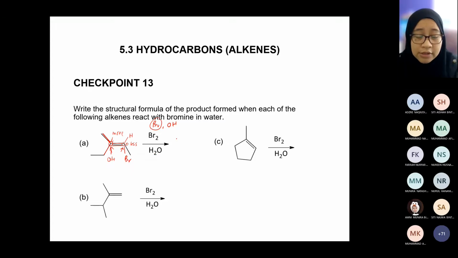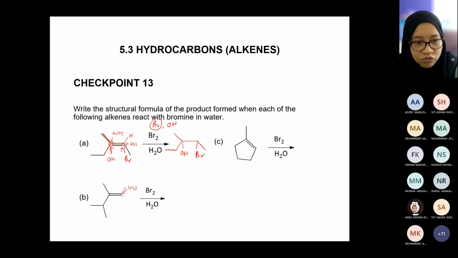Okay, alright. So what you need to do is to draw everything the same as the original molecule just now, but without the double bond lah. And please add in the OH and Br. Okay. Alright. Same goes to this one. B. Okay. Identify. So this is the molecule. So this is the double bond. Okay. Identify the more substituted and less substituted. Okay. So this would be the less substituted.